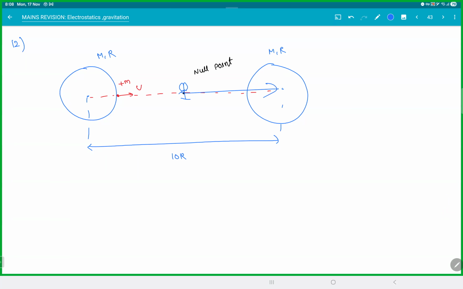You're getting it. So your initial and final state, some people think like this. They think this is initial state and this is final state. No, that is not your final state. You need to send it till the null point. After that, a little push and you automatically go.